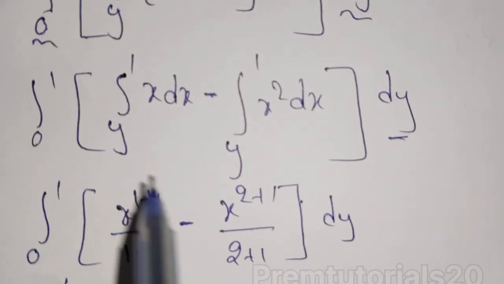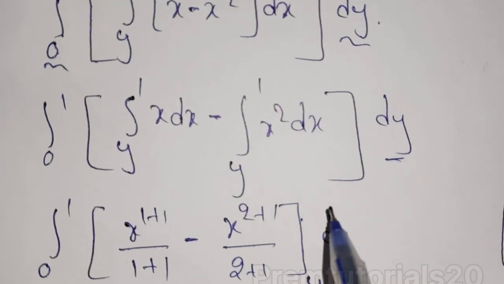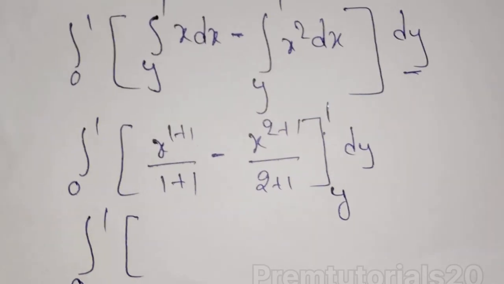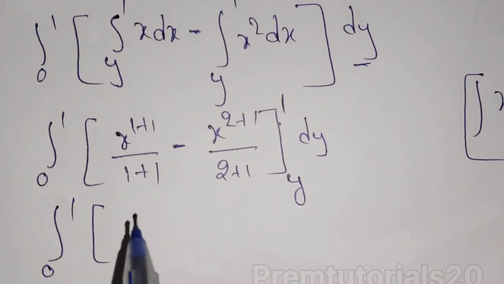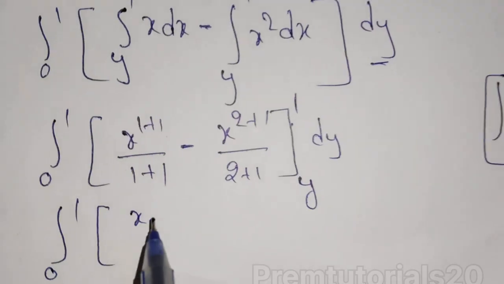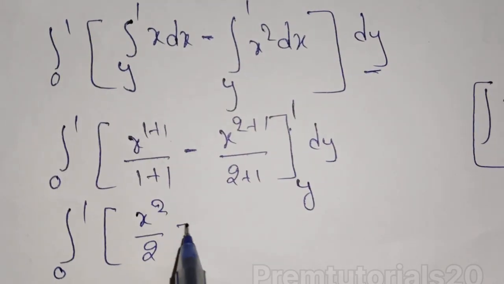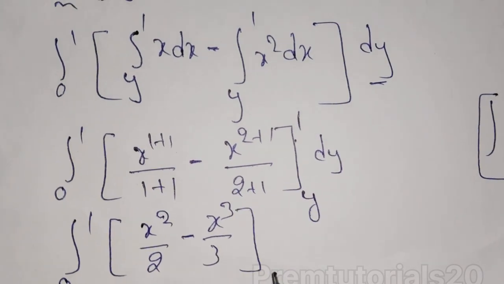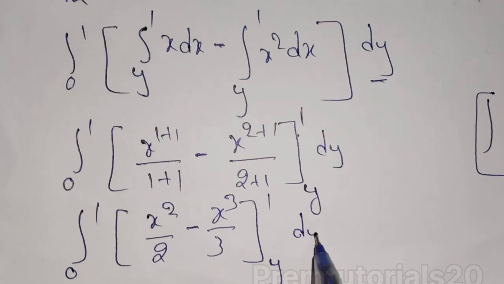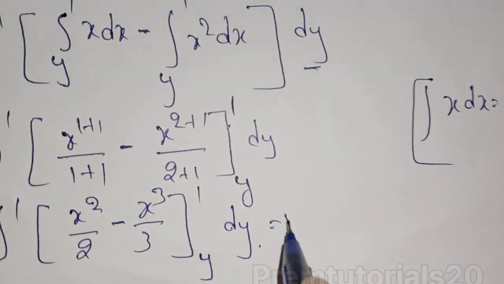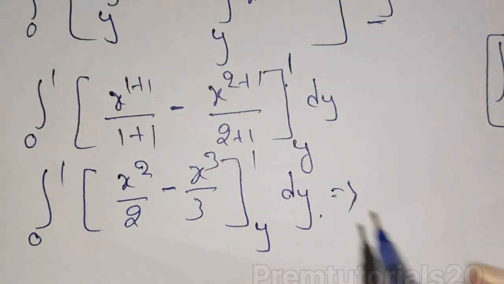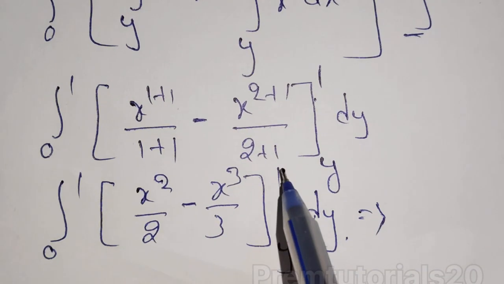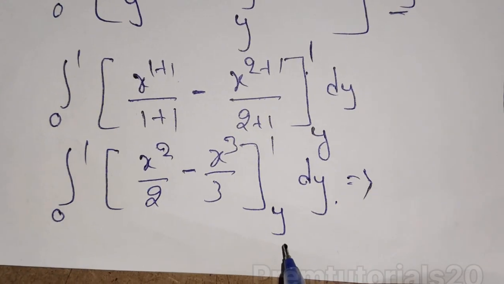So don't forget to mention the limits, y to 1. Limits are the most important thing in these triple integrals. So now we have x square by 2 minus x cube by 3, between the limits y to 1, dy. Now it's time to substitute the limits. What are the limits? The upper limit is 1 and the lower limit is 1.